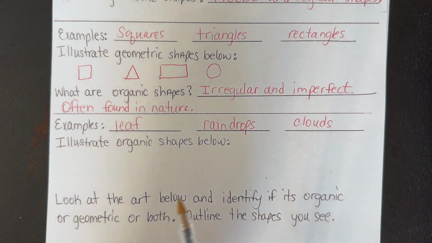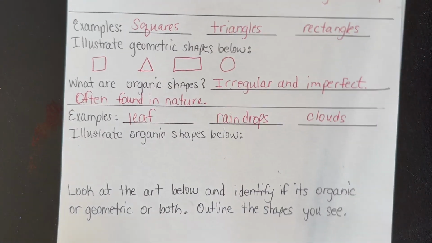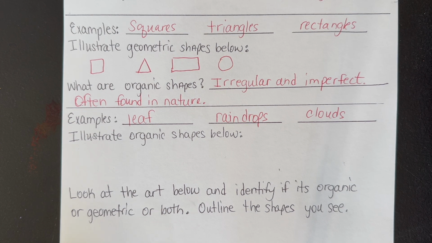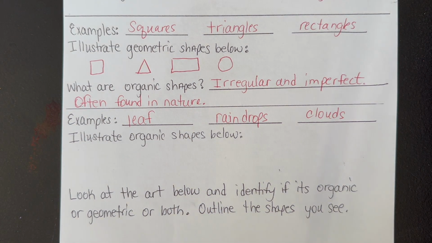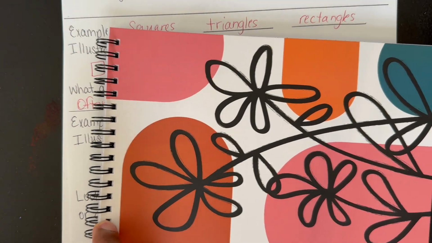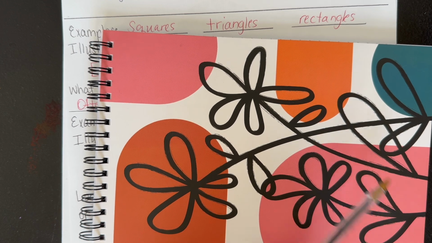Now, go ahead and illustrate some organic shapes below. It does not have to be raindrops or leaves or clouds. It can be something, it can be a flower. It can be, let me show you this. This here is an example of organic shapes, this notebook that I have. So these flowers are examples of organic shapes. The leaves, the stems, not the stems, but the leaf part, the leaves. These here are organic shapes, okay?